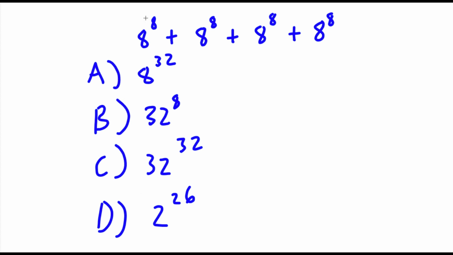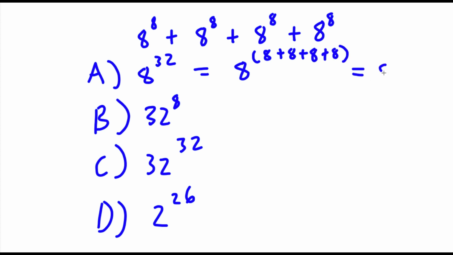Alright, so now to solve this problem, let's first go through all the answer choices, starting with A. How they got A was they kept the base the same, so they did 8 to the power of, then they added all the exponents, so 8 plus 8 plus 8 plus 8.